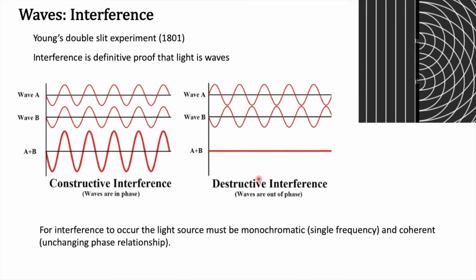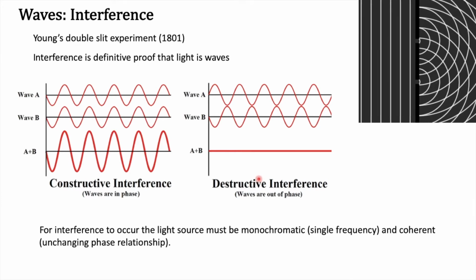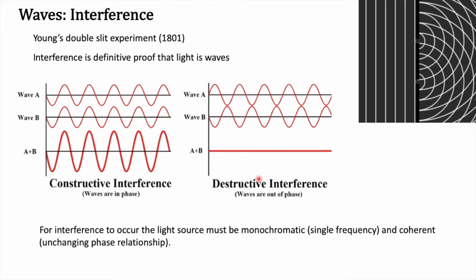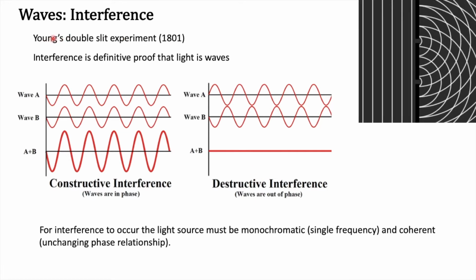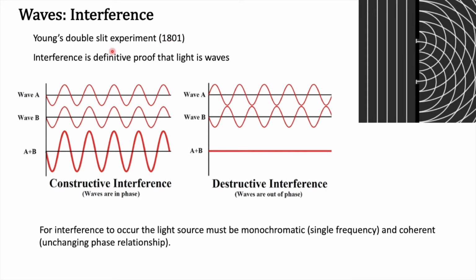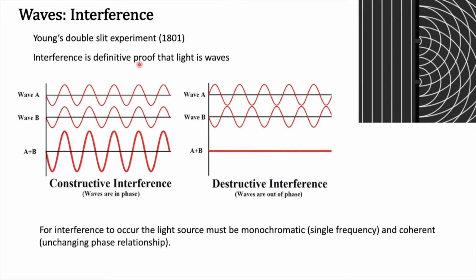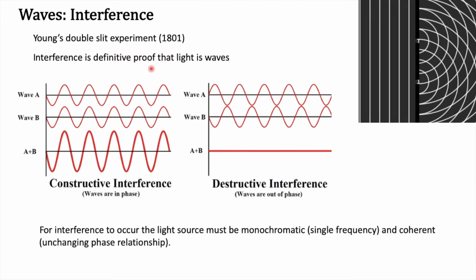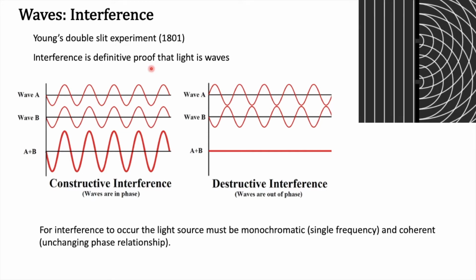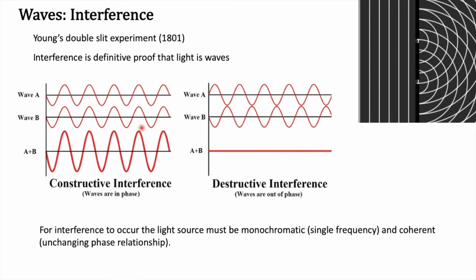Now let's look at the interference. Thomas Young, one of the physicists long time ago, in 1801 did this double slit experiment to prove that light behaves like waves. It was the first experimental proof that light behaves as a wave. First we need to look at two wave properties.